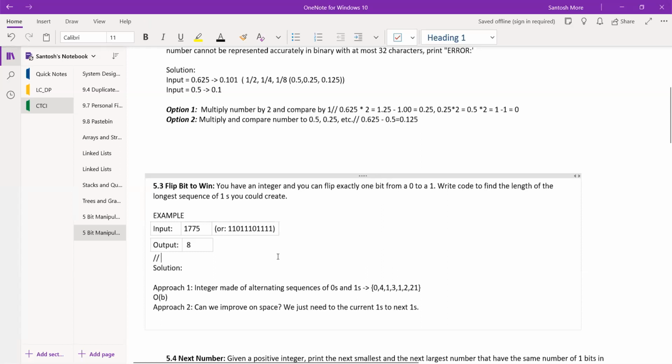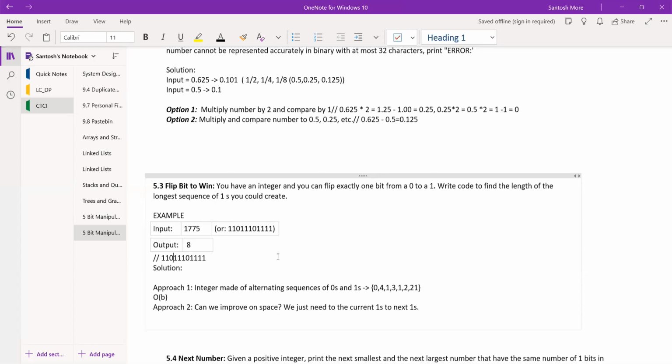Okay, so if I just flip this bit, the one that is highlighted, what I will get is: before that 0 we have 3 bits, and after that we have 4. So 4 plus 3 will be 7, and including this one will be 8. Correct? So that will be the maximum.